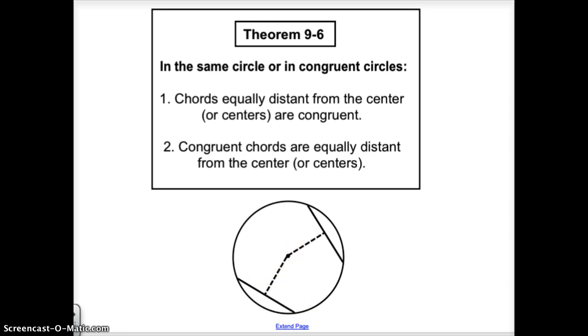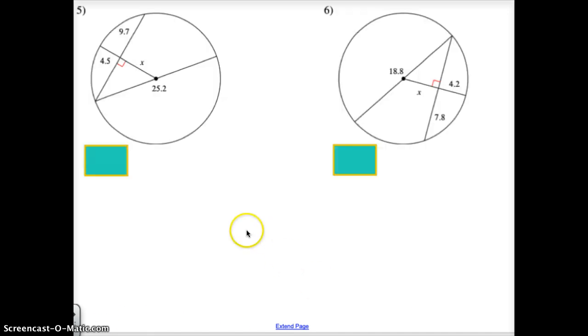Hit pause now and answer questions 1 through 4 on your worksheet. Okay, a couple of those examples that were previously mentioned are shown here, where we're trying to find the missing side length x as it relates to the chord or the segment. And as you can see, we have a 90-degree angle and then some right triangles that are involved. Hit pause and answer questions 5 and 6, finding the side length x.